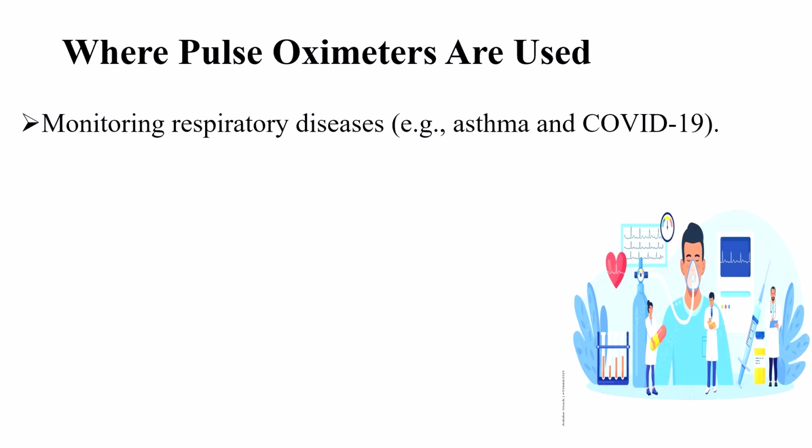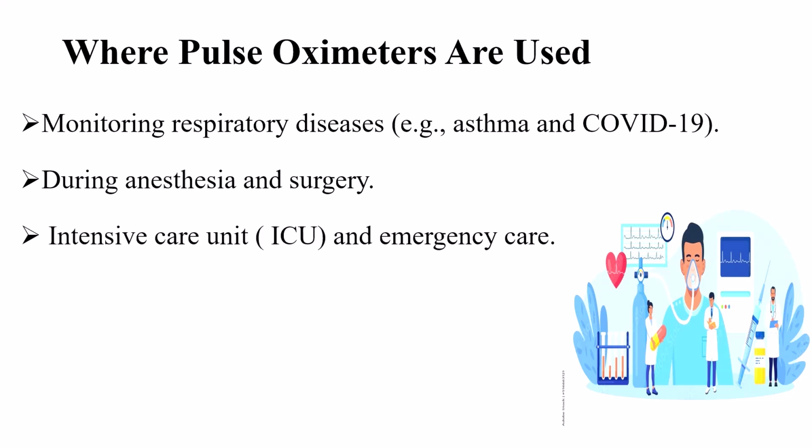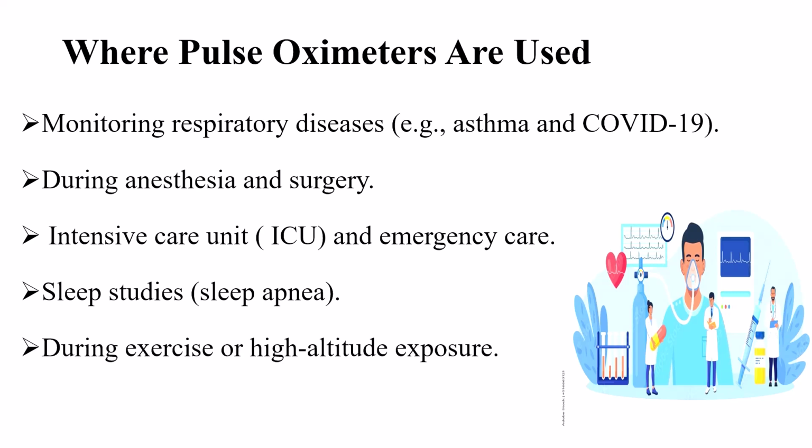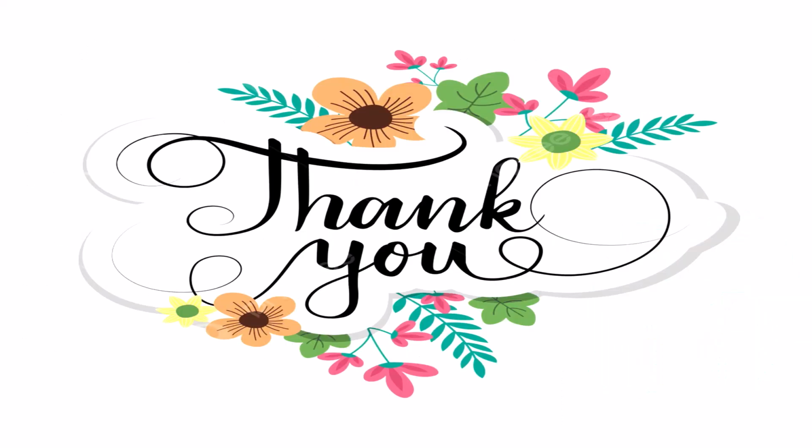Where are pulse oximeters used, in which areas or cases can we use this device? In monitoring respiratory diseases like asthma and COVID-19, where patients have respiratory problems, during anesthesia and surgery. We can also use this device in the intensive care unit or ICU and emergency care, during sleep studies or sleep apnea, and during exercise or high altitude exposure. We can use this pulse oximeter.